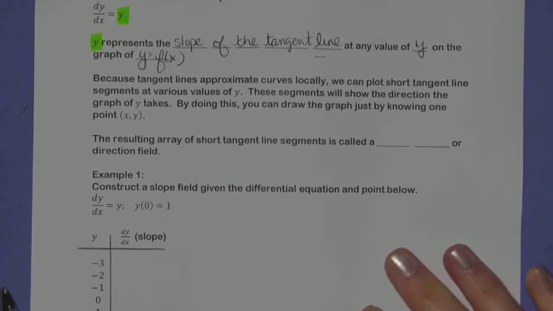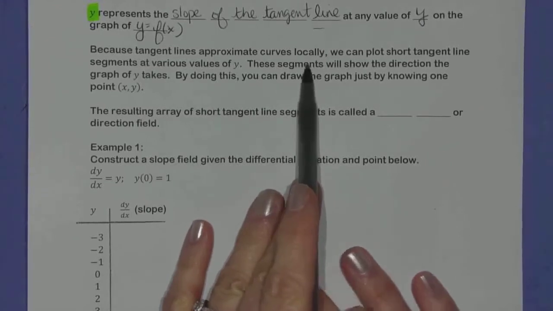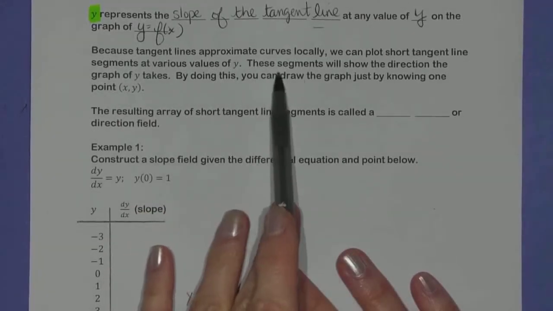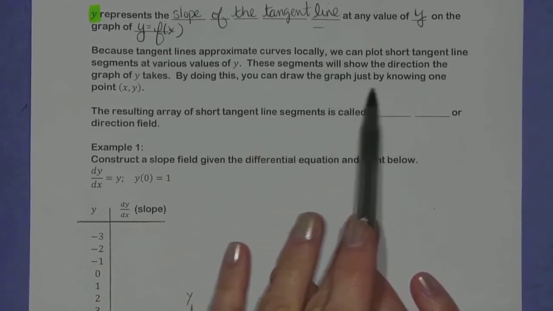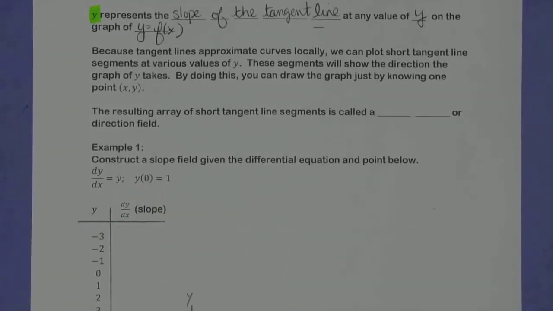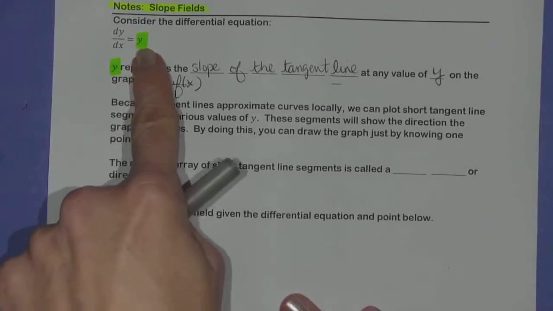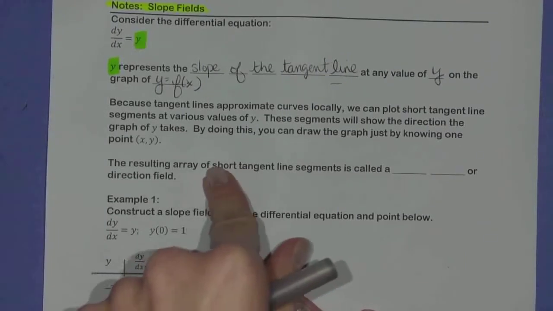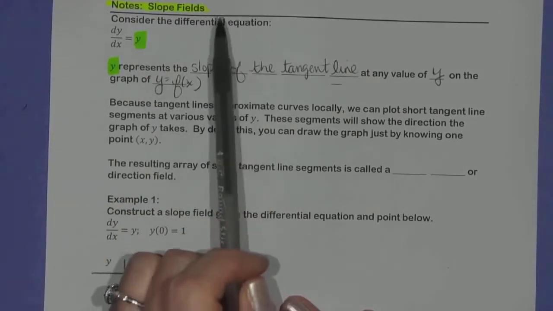Okay, let's go on to read this next paragraph. Because tangent lines approximate curves locally, we can plot short tangent line segments at various values of y. These segments will show the direction the graph of y takes. By doing this, you can draw the graph just by knowing one point x, y. So the whole idea, if I had to summarize the purpose of slope fields: if you have a differential equation that's difficult to solve by hand, you can make a slope field and get information about the original function without ever having to solve a differential equation.